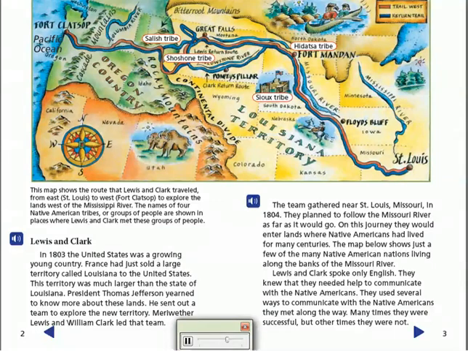They knew that they needed help to communicate with the Native Americans. They used several ways to communicate with the Native Americans they met along the way. Many times they were successful, but other times they were not.